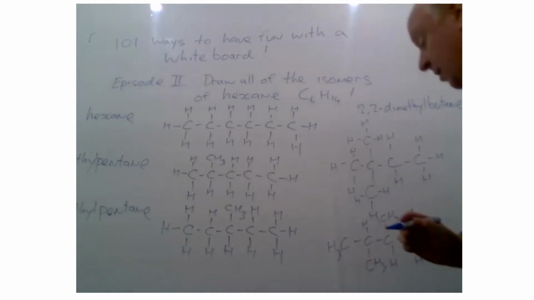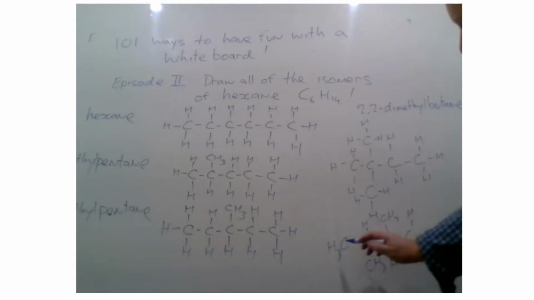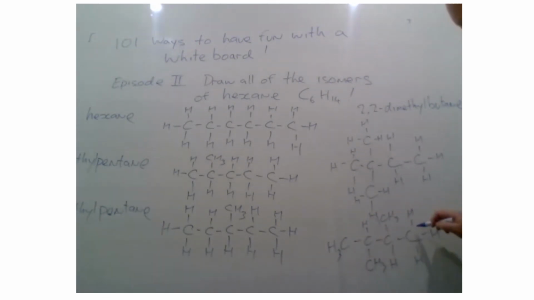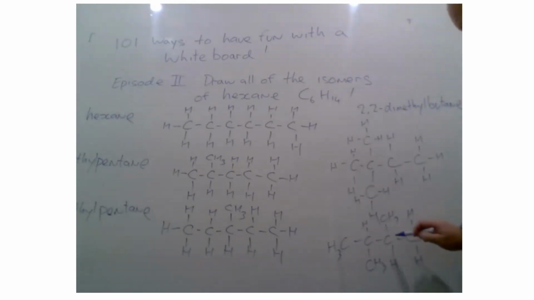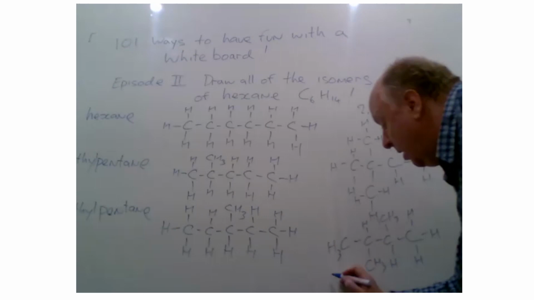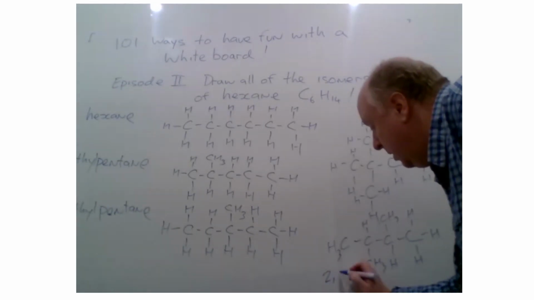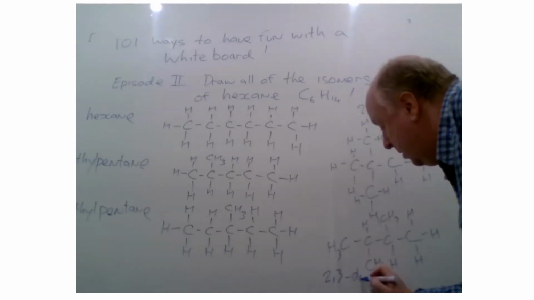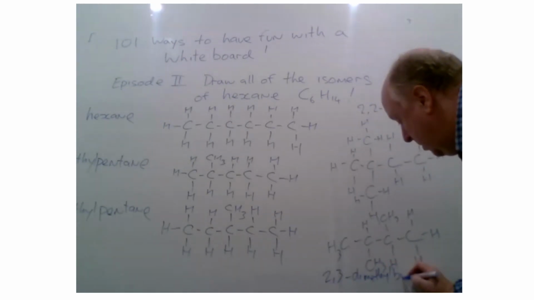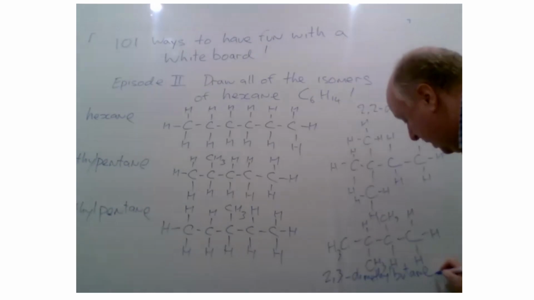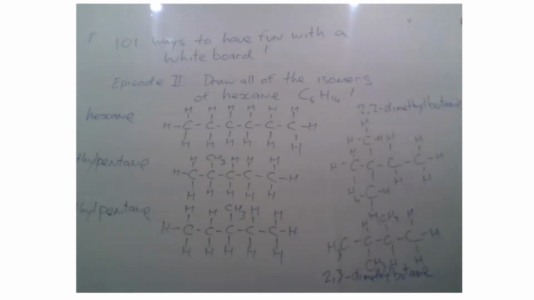Okay, you've unpaused. The answer will be, it doesn't matter which end we name from, because we're going to see that this rotates around. 1, 2, 3. So we're going to have a 2,3-dimethyl. If we go from this end, it's still 2,3-dimethyl. So the answer is 2,3-dimethyl butane. And they're the 5 different isomers of hexane.